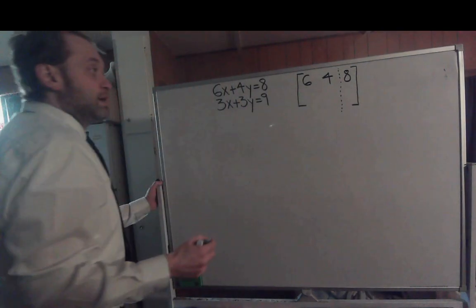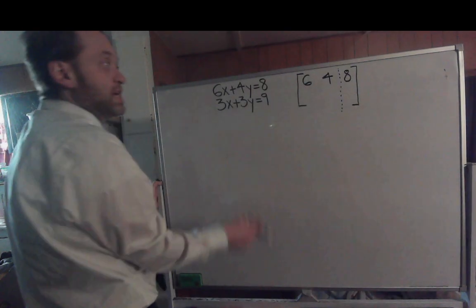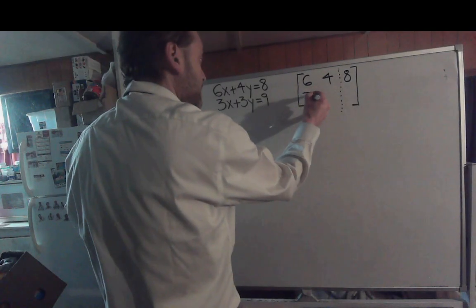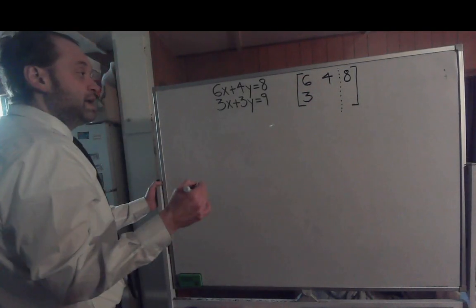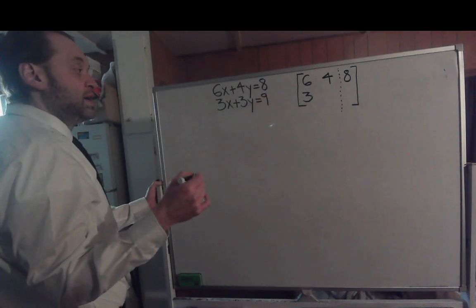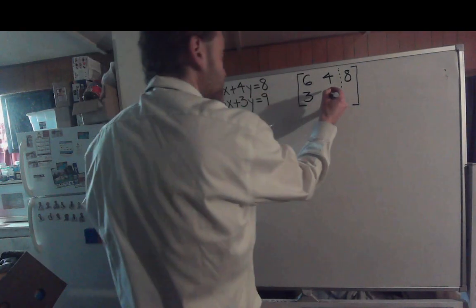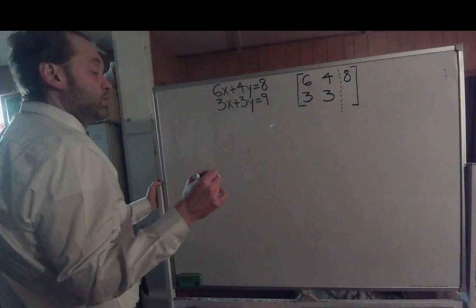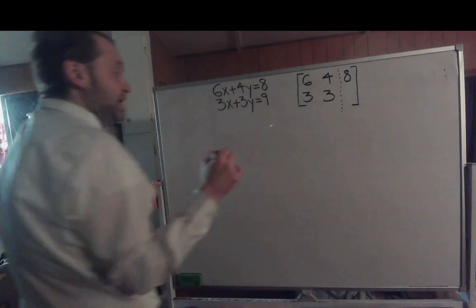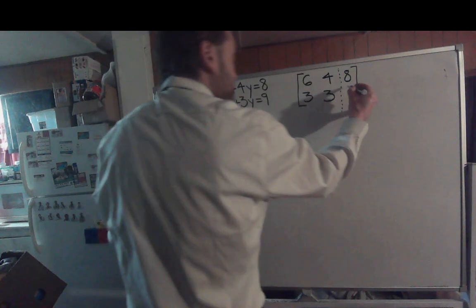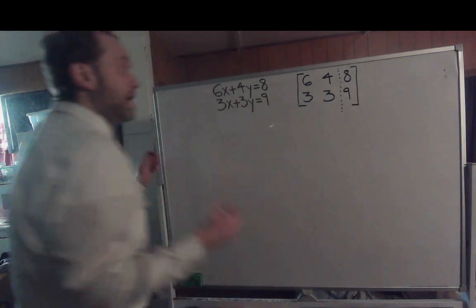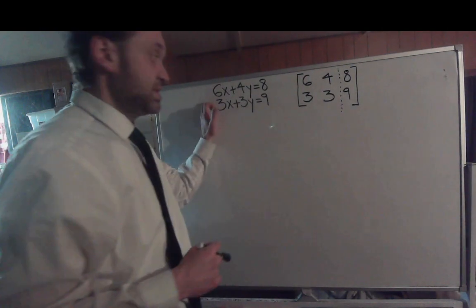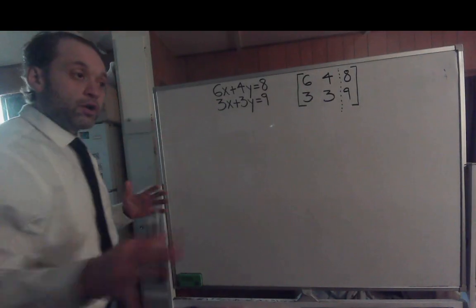Now, to form my second row of the matrix, I'm going to take the coefficient of the x variable of that equation, which is 3, and then I am going to take the coefficient of the y variable, which is also 3, and then I am going to take my 9, put that to the right of the divide. What we have here now is the augmented matrix that represents this system. So where do we go from there?